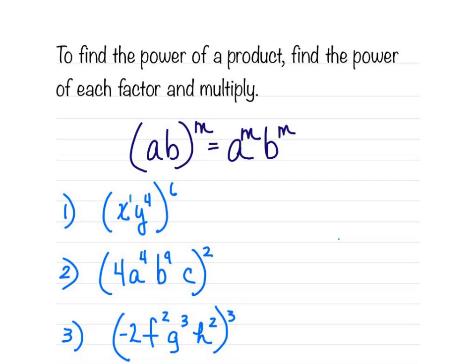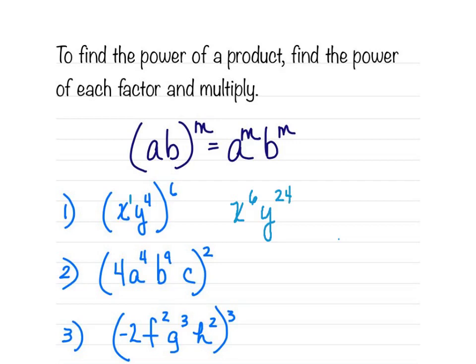Let's recall that x has its own exponent of 1. So we have to raise x to the 1st power to the 6th. That would be x to the 6th. And y to the 4th power raised to the 6th would be y to the 24th power.